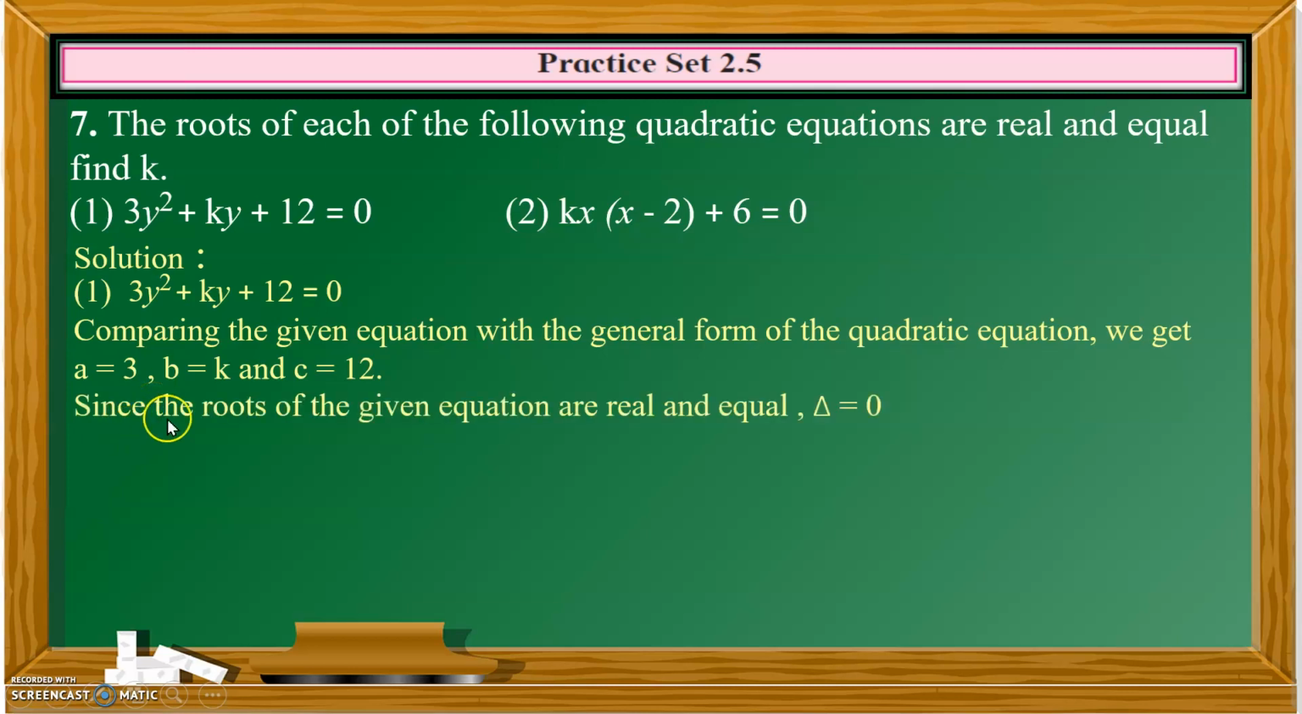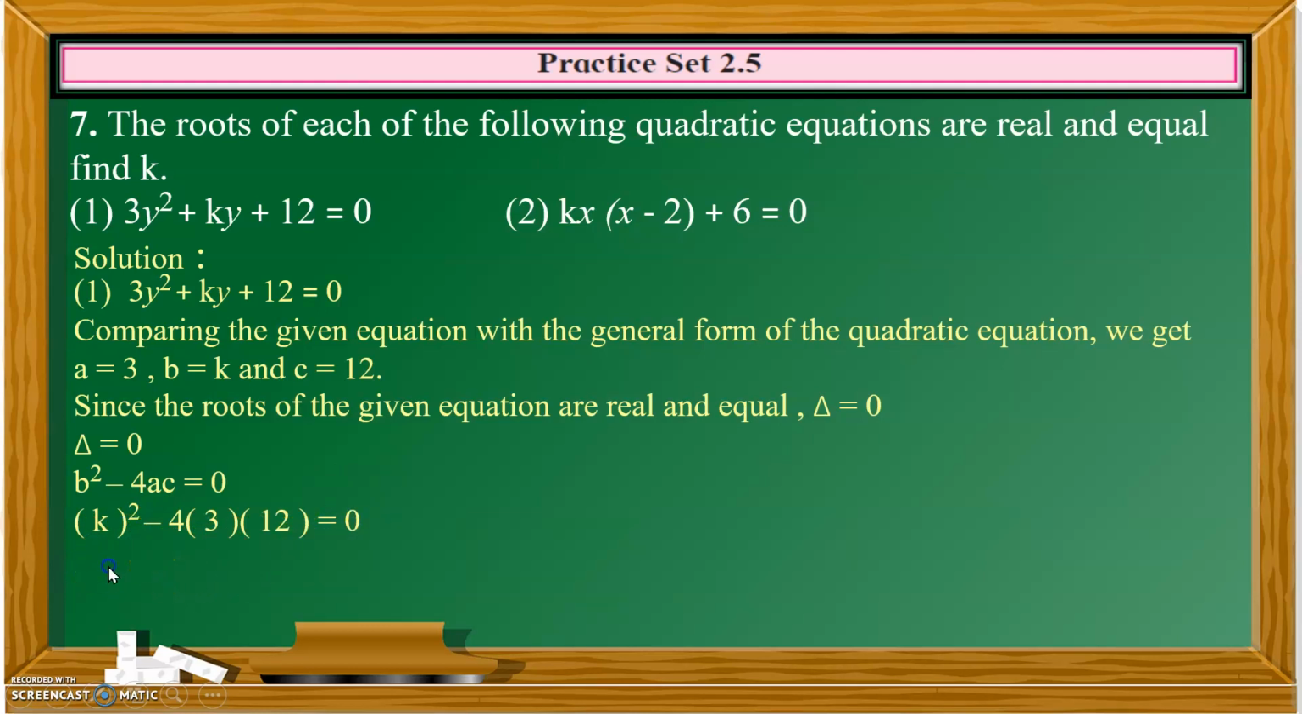So let's write it. Since the roots of the given equation are real and equal, delta is equal to 0. So we can say b square minus 4ac is equal to 0. Let's substitute the value of b as k, a as 3 and c as 12. So we'll have this step. It is k square minus 4 into 3 into 12 is equal to 0.